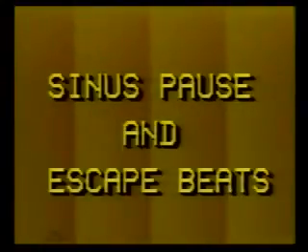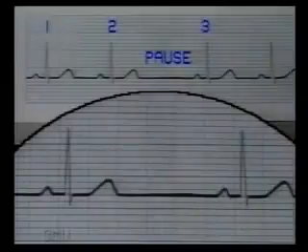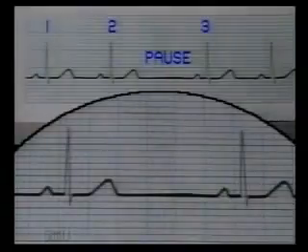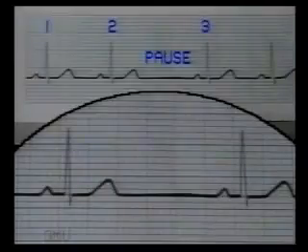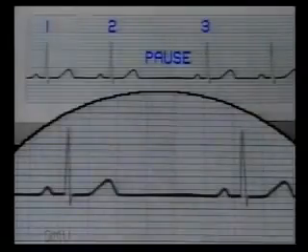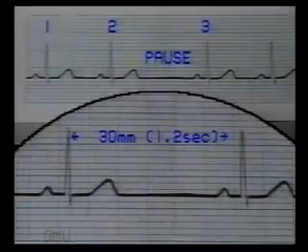Sinus pause and escape beats. When we studied the premature beats, we saw the sequence of a premature beat followed by a compensatory pause. But if you see the upper strip of this ECG carefully, there is a pause between beats 2 and 3. But the preceding beat number 2 is not premature. That means the SA node itself paused for a while and then started beating again. This condition is termed a sinus pause. A compensatory pause is preceded by a premature beat, while a sinus pause is preceded by a normal beat.